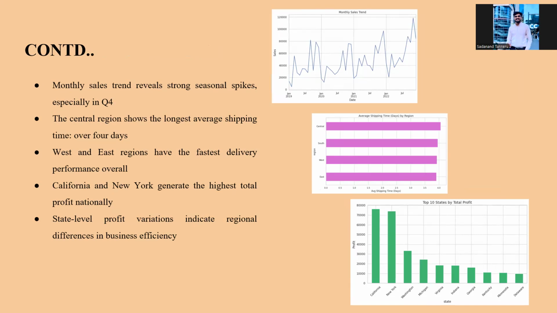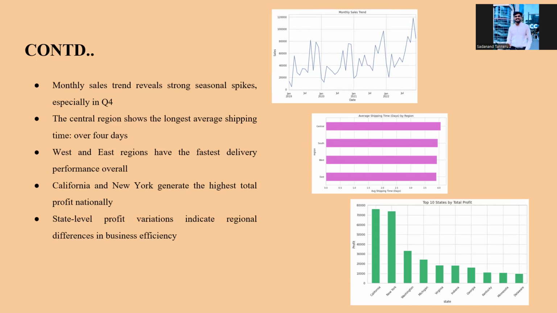So here, the monthly sales trend reveals strong seasonal spikes, especially in Q4, and the Central region shows the longest average shipping time, over 4 days, and West and East regions have the fastest delivery performance overall, and California and New York generate the highest total profit nationally, and this state level profit variation indicates regional differences in business efficiency.